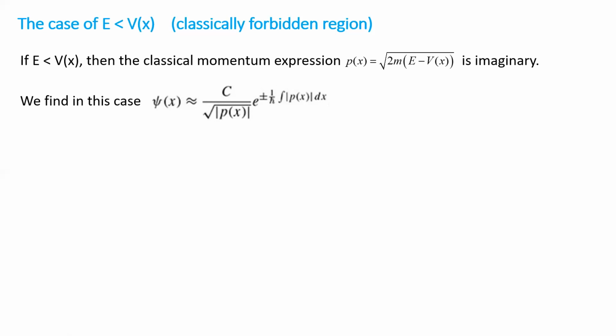So instead of an oscillatory function, this becomes a decaying exponential function because there's no i here to make it oscillatory. It's just plus or minus some function of x, which makes it a decaying or growing exponential.